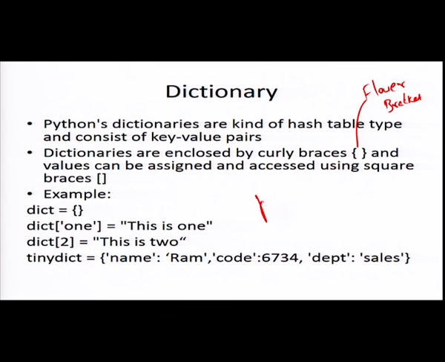So, if I am going to print dict of 1, this is 1 will be printed. Similarly, if I am going to print dict of 2, this is 2 will be printed. So, this is what a dictionary is. We will see more about dictionaries, tuples, lists when we work with the real time Python codes.